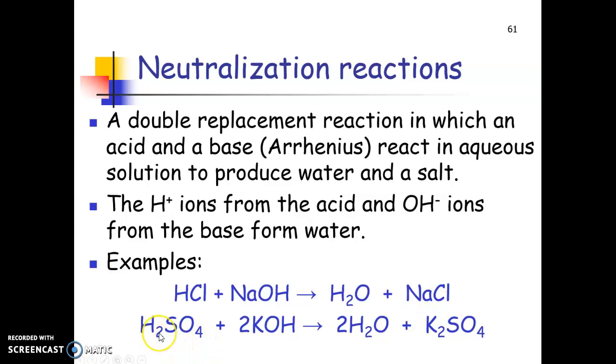Here's another one, sulfuric acid and potassium hydroxide do something similar. The hydrogen from the sulfuric acid and the hydroxide from the potassium hydroxide make water, and then the potassium, the cation from the base, and the sulfate, the anion from the acid, get together and make potassium sulfate. And the twos, the coefficients, are there simply to balance the equation.